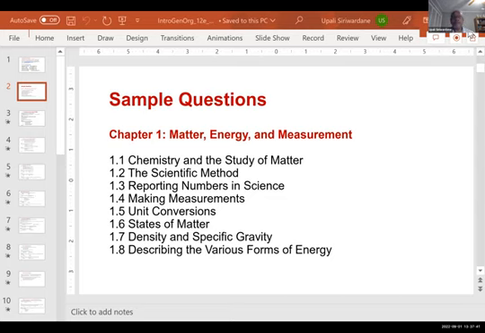Okay, we're going to go over sample questions on chapter 1 under these categories: chemistry and study of matter and scientific method. One by one, we're going to go, okay? The questions in the test are going to be similar.